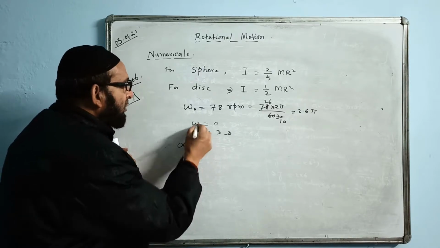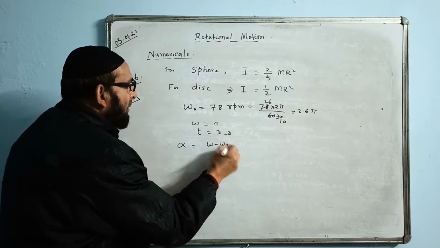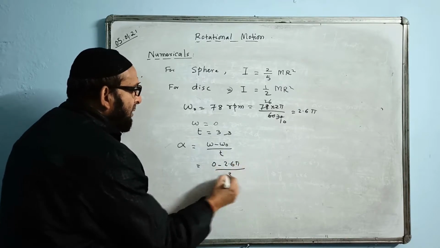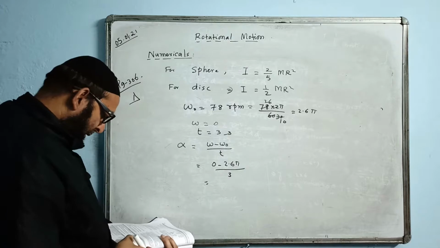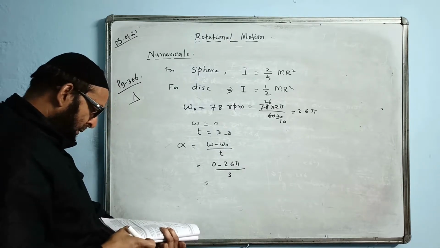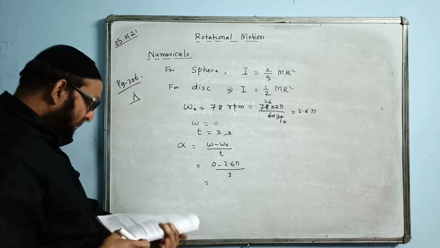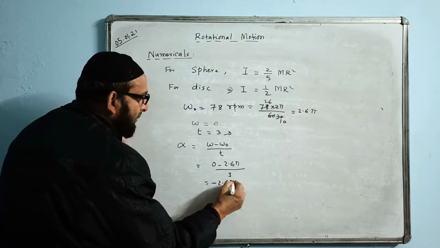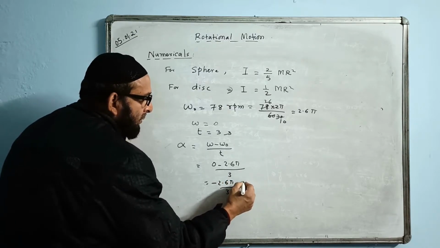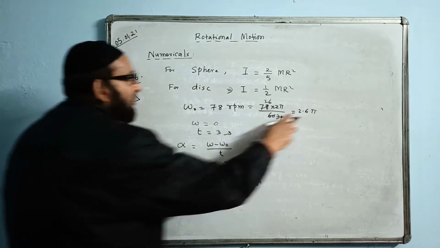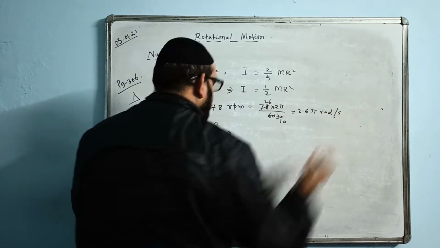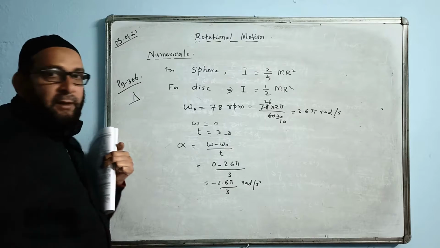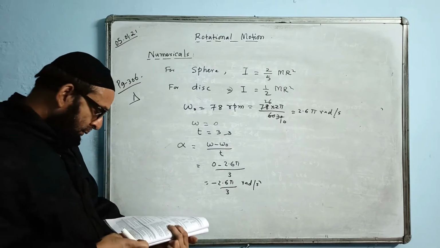Alpha formula we have: final velocity minus initial, omega minus omega naught by t, that means 0 minus 2.6 pi upon time, which is 3. You will get the answer minus 2.6 pi by 3 radian per second square. The unit of this will come radian per second square. So this is the value of alpha. If you calculate by putting the value of pi, you will get the answer whatever is given in the book.